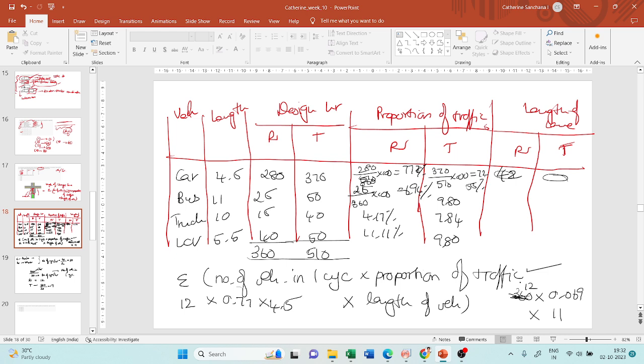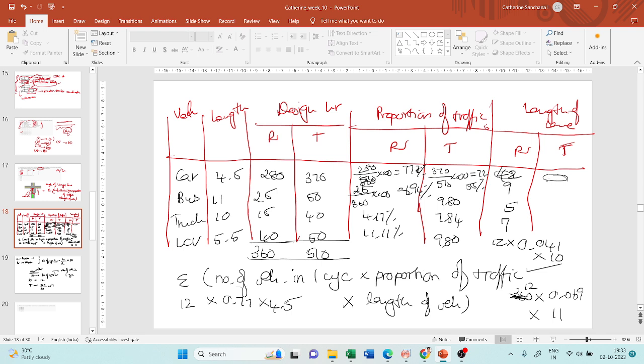So this will give me 9. Similarly, for truck it will be 12 into 0.041 into length of vehicle is 10. So this will give me 5. Similarly, this will give me 4. Okay, now moving on to through traffic.